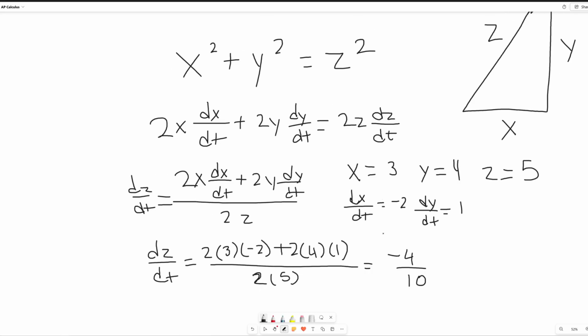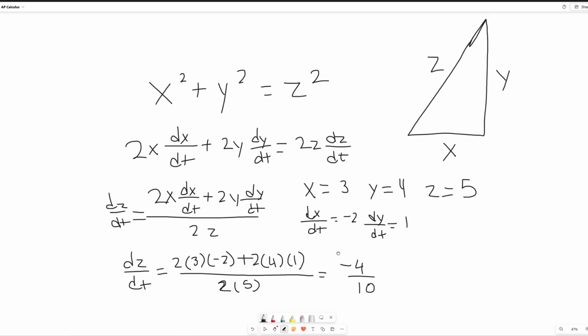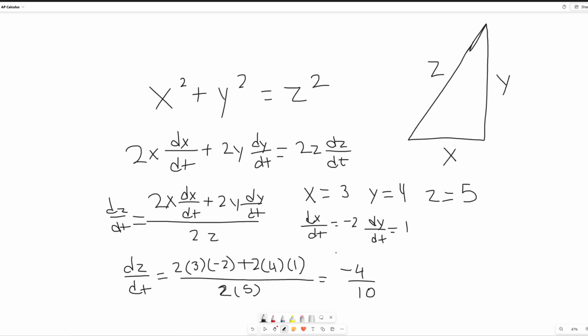But what does this mean? We haven't really given a meaning to any of these. So let's explain what it would mean conceptually. These numbers should be pretty easy to get. X is 3, y is 4, z is 5. That's just the lengths of the triangles. Nothing special there. dx dt and dy dt and dz dt are the rates that the sides are changing.